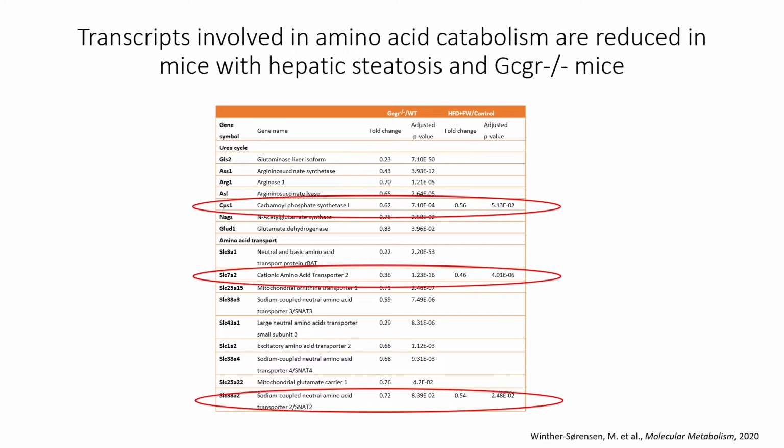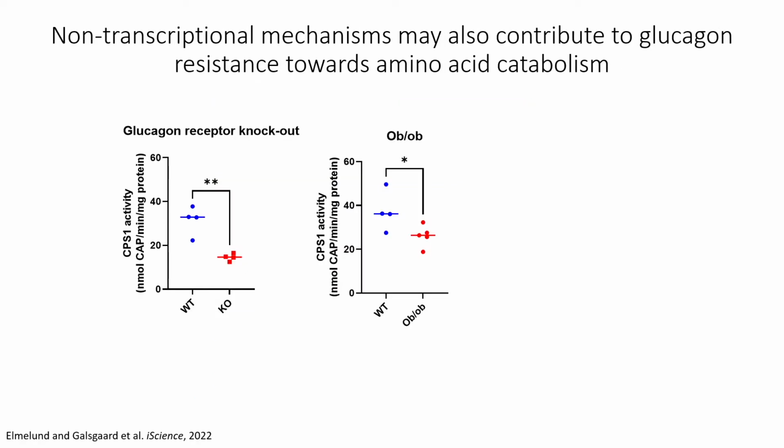One of them is the arginine transporter SLC7A2 we heard about yesterday in Daniel Dean's talk, but also CPS1, which is the first and rate-limiting enzyme of the urea cycle. So we hypothesized that some of these genes are involved in the mechanisms behind the glucagon resistance we observe in hepatic steatosis. We also measured the activity of CPS1 enzyme, which was reduced in glucagon receptor knockout mice, as well as in the OB mice with hepatic steatosis.